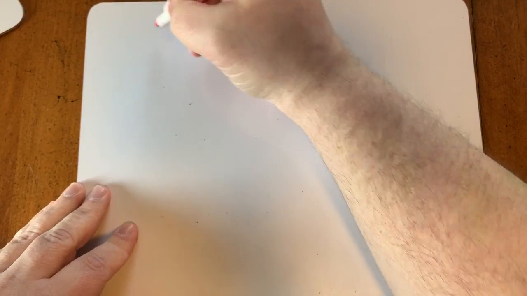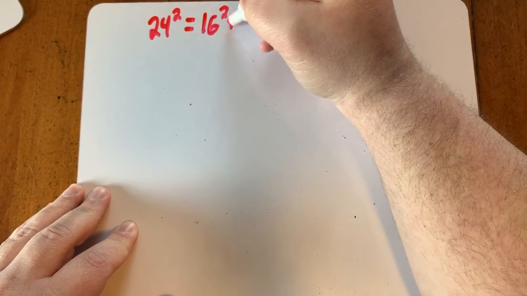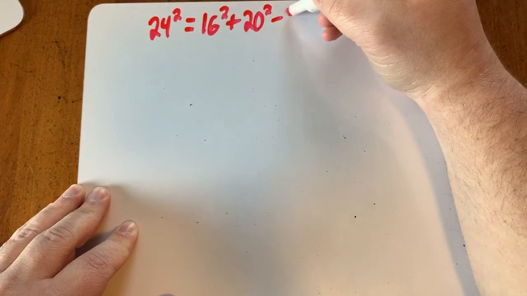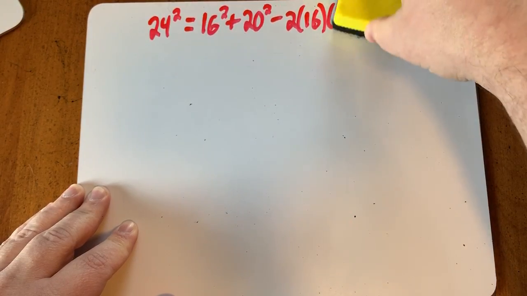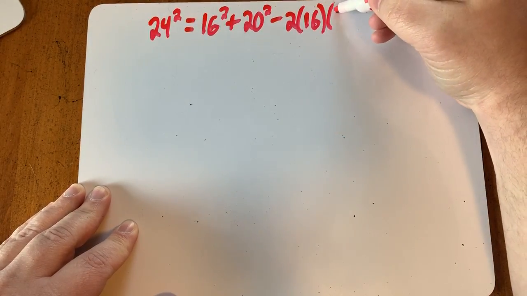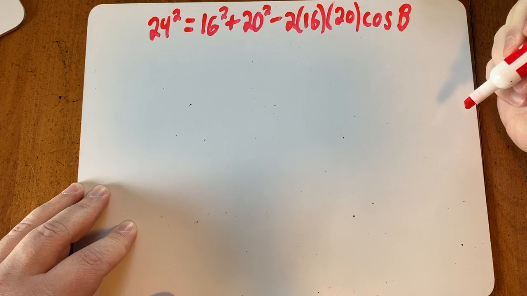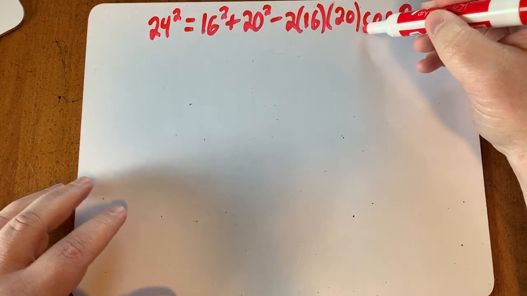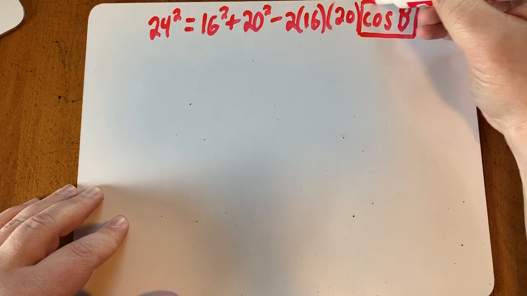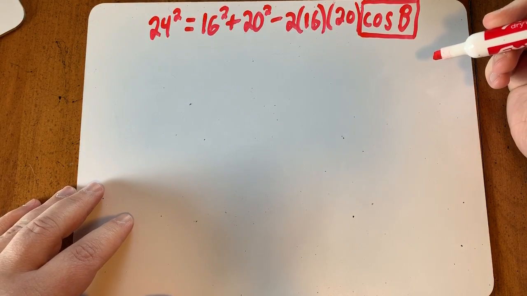So with that triangle, side B was 24. So it's 24 squared equals A squared plus C squared minus 2 times A times C times the cosine of B. The only thing we don't know is that angle B. So now it's just algebra to isolate this whole cosine of B. We're going to want to get that whole cosine of B by itself, and then we'll be able to use cosine inverse on our calculator.